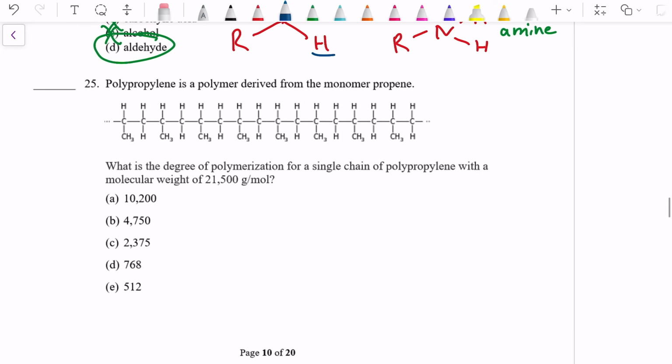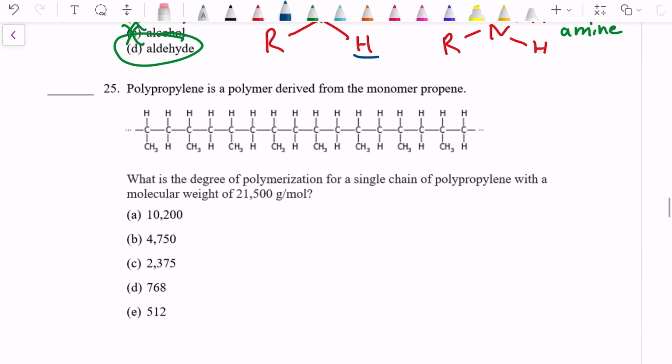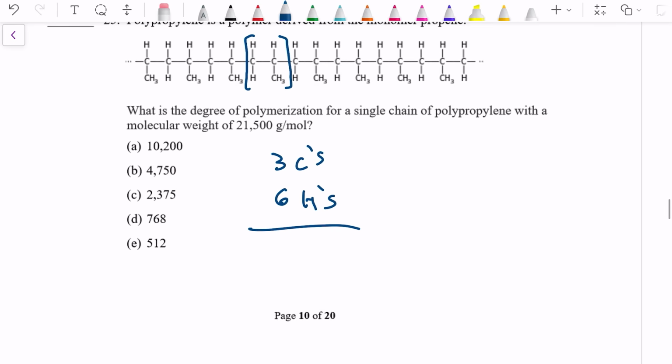Polypropylene is a polymer derived from the monomer propene. What is the degree of polymerization for a single chain of polypropylene with a molecular weight of that much? So let's find the molecular weight of one repeating link. So it looks like this is our monomer. Okay, let's find the molecular weight of this. So we have 3 carbons. We have 6 hydrogens. So the molecular weight of this is going to be 3 times 12.01 plus 6 times 1.007.